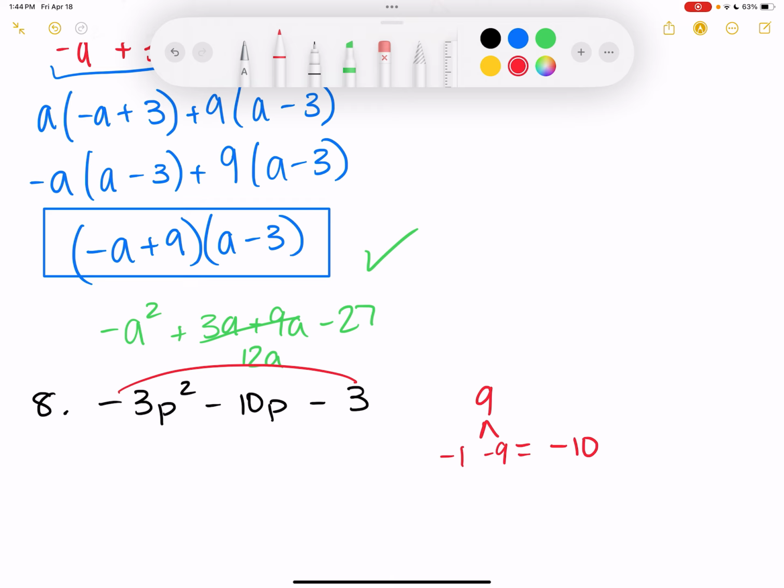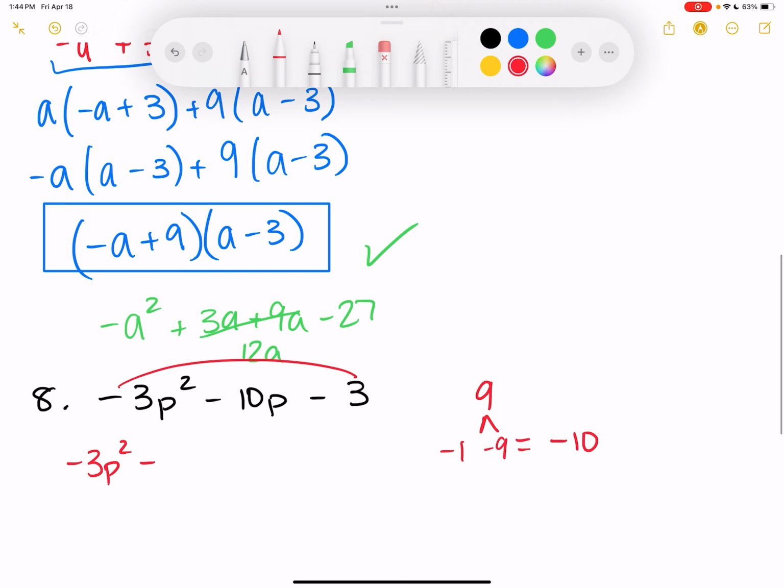So the middle term is going to be rewritten as these two numbers with a p with them. So negative 3p squared minus p minus 9p minus 3. Now, if you feel more comfortable with the 1 written here to help you visualize it, that's obviously fine. But normally we don't write the 1, so I'm not writing it.